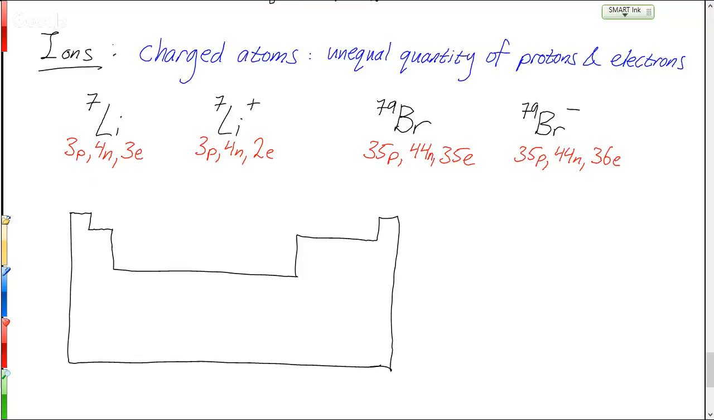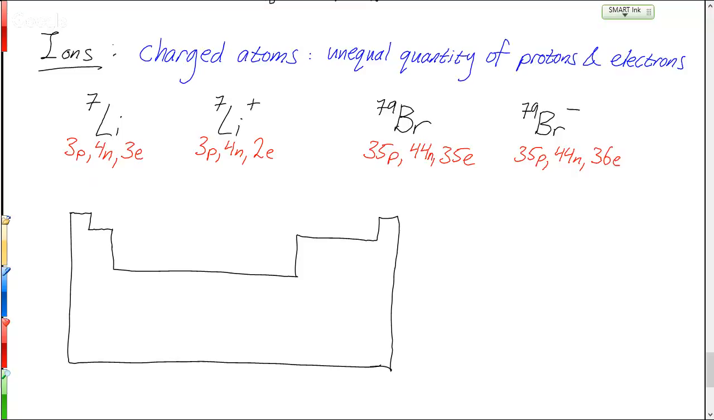Anybody know any kind of shortcuts or help about how we can use the periodic table to figure out ionic charges? Yeah. The first group is +1, and the second group is +2. Yeah, that's one. So we can know what some of these charges are generally. Let's separate it first very generally.